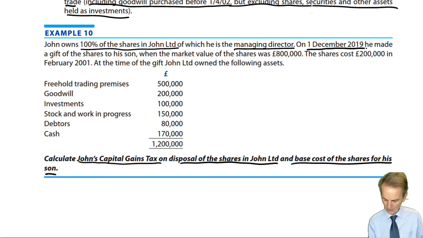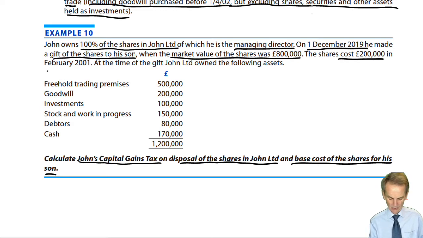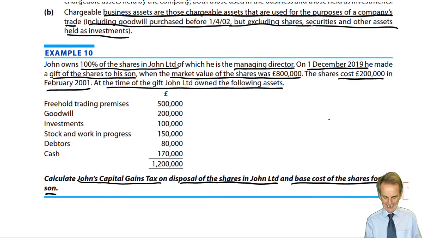On the 1st of December 19, he made a gift of the shares to his son when the market value of the shares was £800,000. Those shares had originally cost £200,000 back in February 2001. At the time of the gift, John Limited owned the following assets.